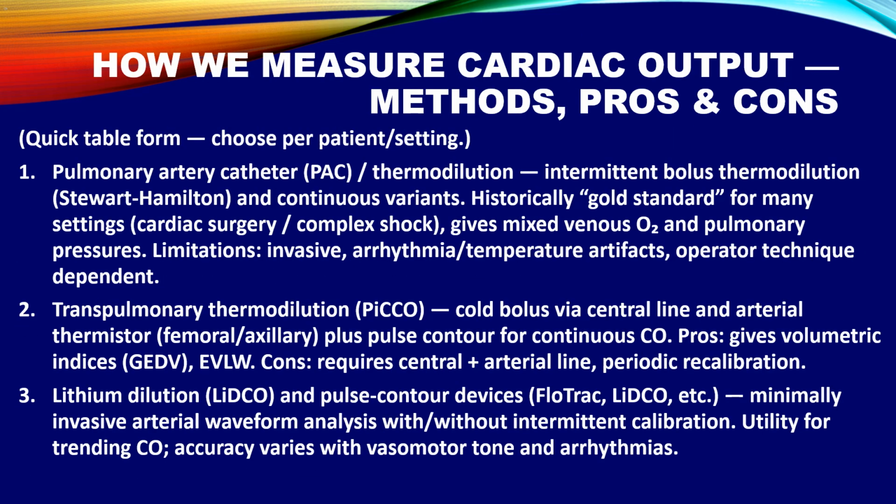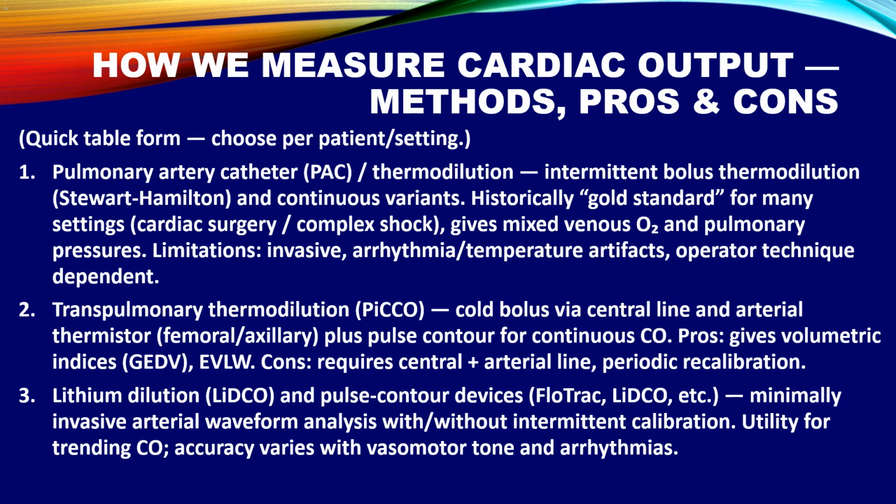How we measure cardiac output. Methods, pros and cons. 1. Pulmonary artery catheter, PAC, thermodilution. A historically considered gold standard method that provides intermittent or continuous cardiac output measurement, mixed venous oxygen, and pulmonary pressures. However, it is invasive and requires technical expertise.